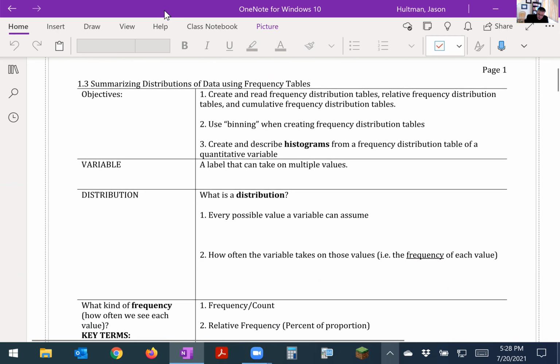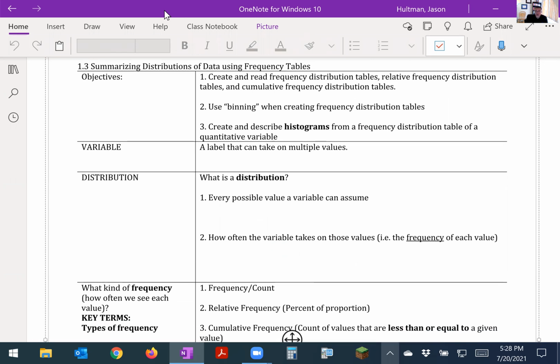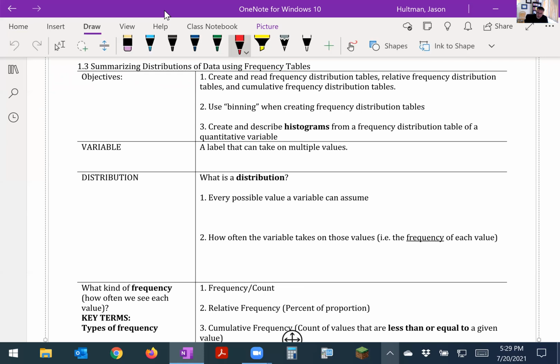Okay, 1.3, summarizing distributions of data using frequency tables. So what's our objective today? Our objective is to create and read frequency distribution tables, relative frequency distribution tables, and cumulative frequency distribution tables. Number 2, use binning when creating frequency distribution tables. And number 3, create and describe histograms from a frequency distribution table of a quantitative variable. That number 3 we'll actually be doing in 2.1, but this 1.3 and 1.4 is going to help us lay the foundation for chapter 2.